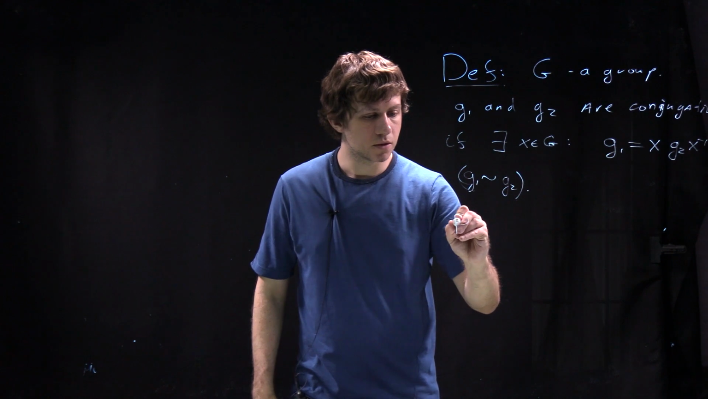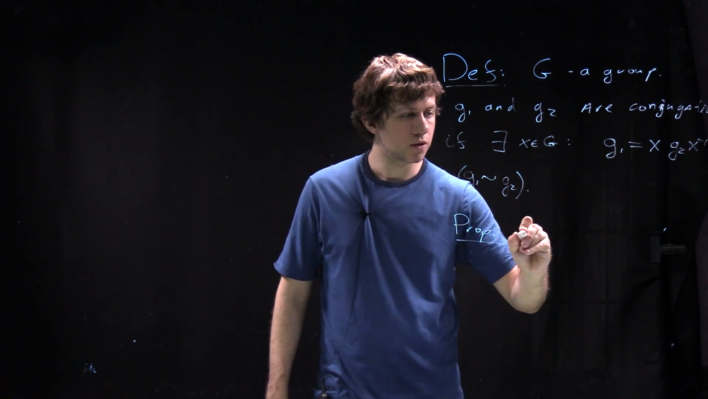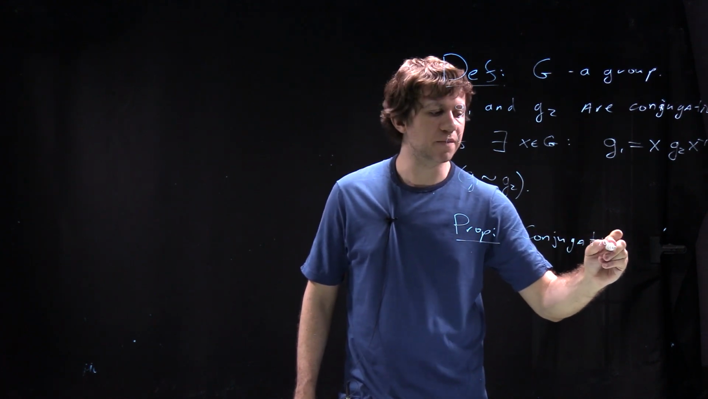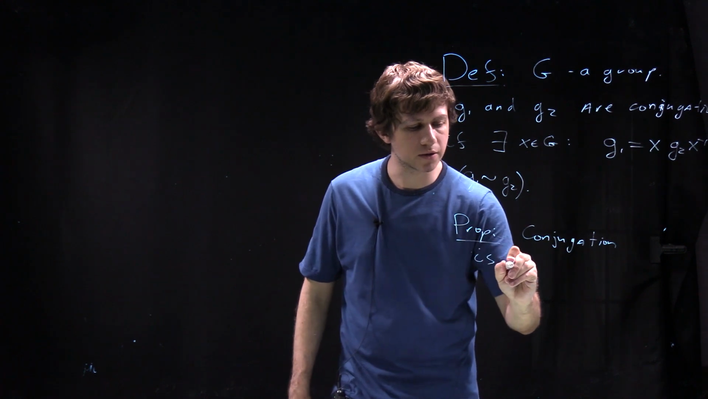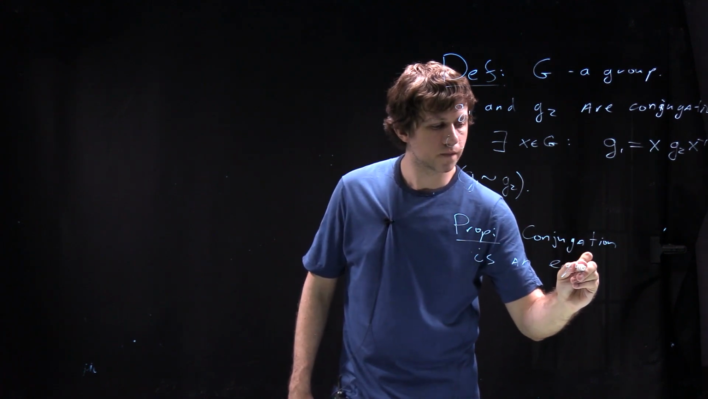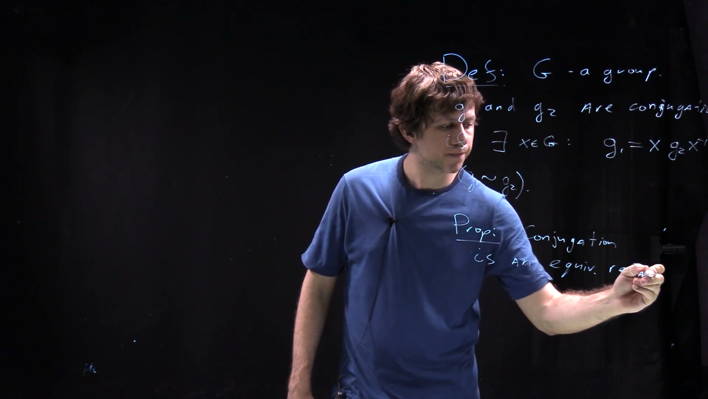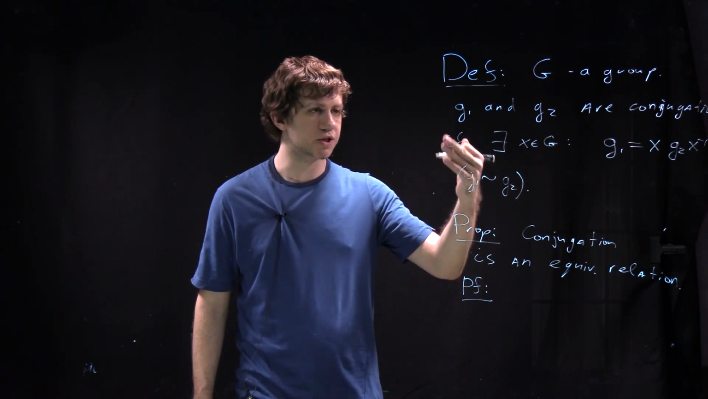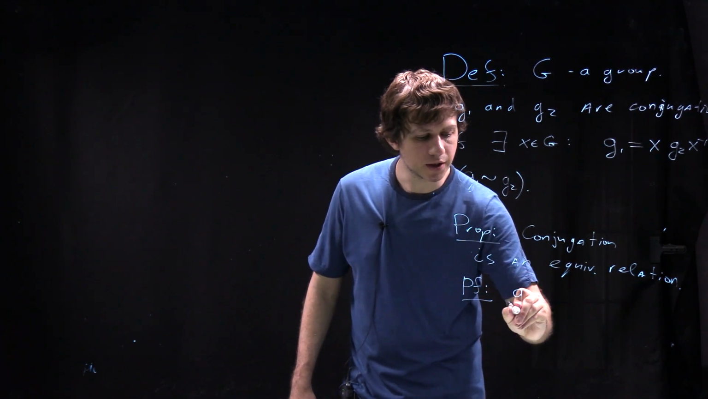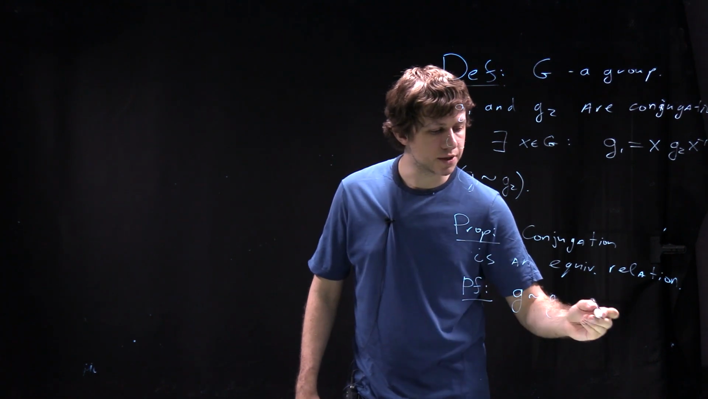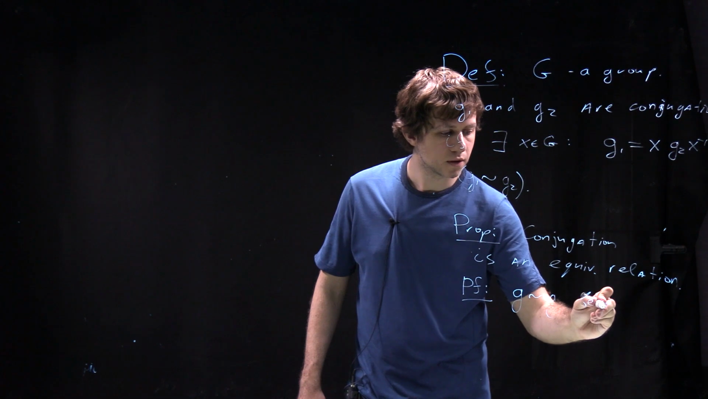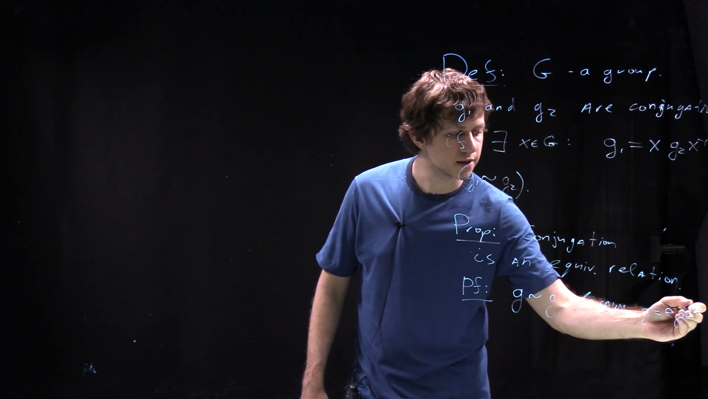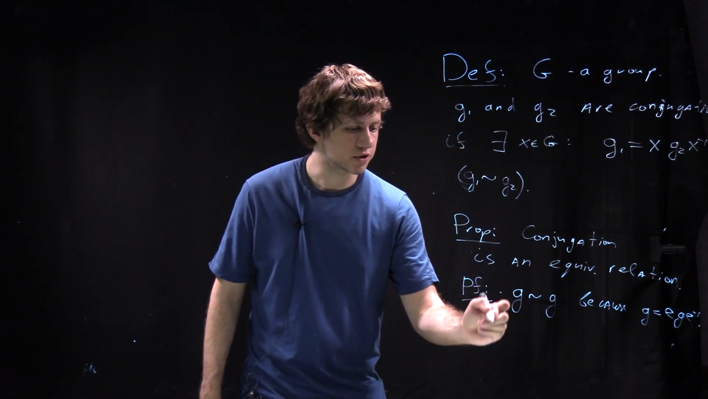So proposition: being conjugate is an equivalence relation. And that's really simple. So the proof is that, okay, there are three properties. The first one is that g is conjugate to g, and the reason is because, and that's really simple, g equals identity times g times identity inverse. So that was the first property.